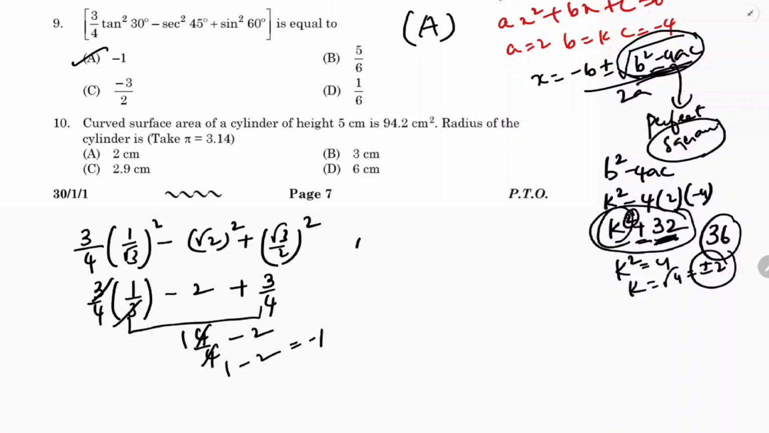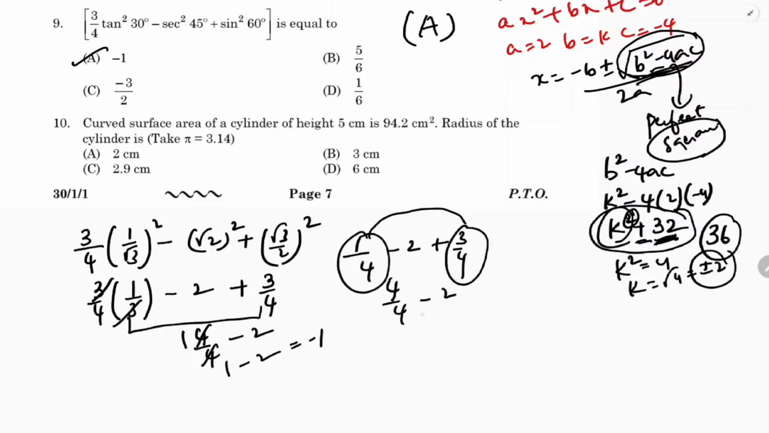Here it is 1 by 4 minus 2 plus 3 by 4. 1 by 4 plus 3 by 4 is 4 by 4, which is 1, minus 2, minus 1.